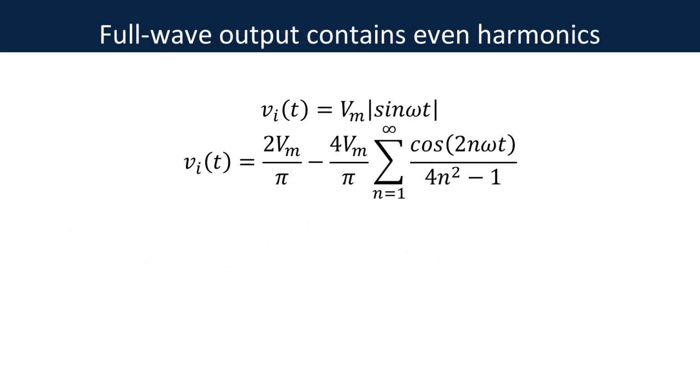To estimate filter performance, we represent the full-wave rectified sine wave as a Fourier series. The first term, 2Vm divided by pi, is the DC component. The remaining cosine terms are ripple harmonics at 2 omega, 4 omega, 6 omega, and so on. A low-pass filter attenuates the higher frequency terms more strongly, so the first ripple harmonic at 2 omega normally dominates the filtered output. This dominant harmonic approximation gives a manageable and physically meaningful quick analysis.